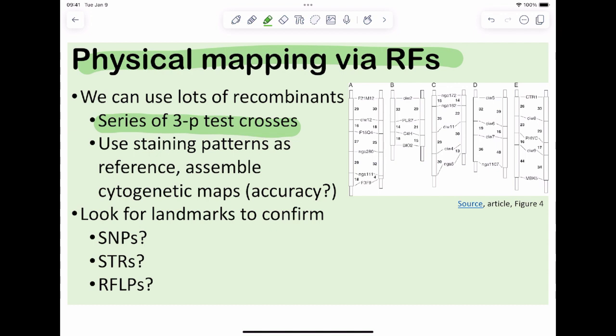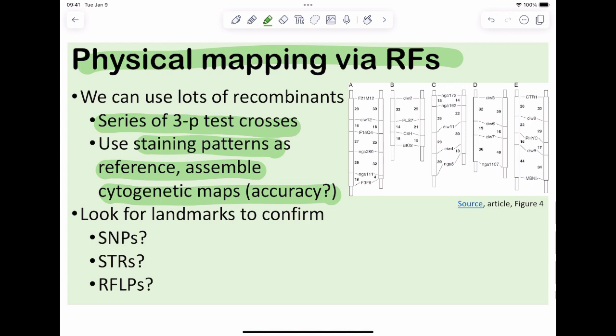I can then look at staining patterns on chromosomes and things going wrong, and attempt to connect the three-point test crosses with what I see on a chromosome in terms of the banding patterns. Meaning, whenever this band seems to disappear, I get this phenotype, and that phenotype I can do three-point test crosses on. And whenever I don't get this phenotype, I don't see this banding pattern. So I can start to assemble these maps. The maps usually are not super accurate. The order will be right, but how far away the genes are, they're not particularly trustworthy.